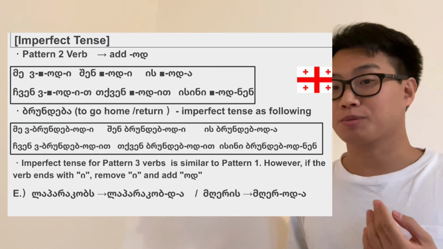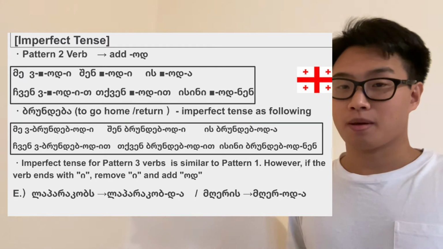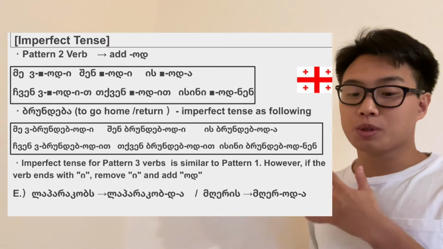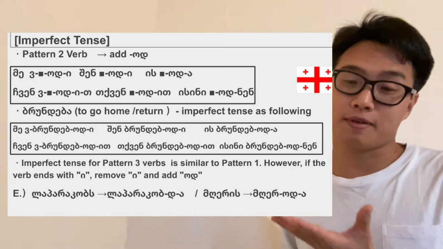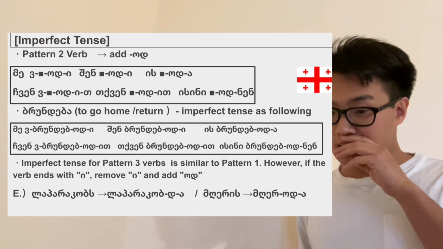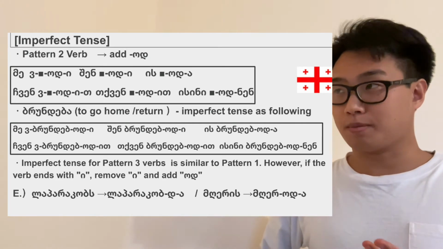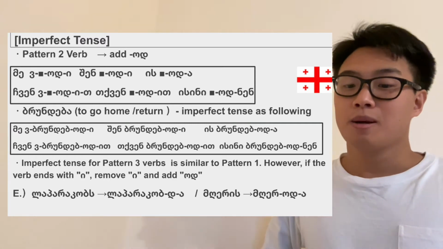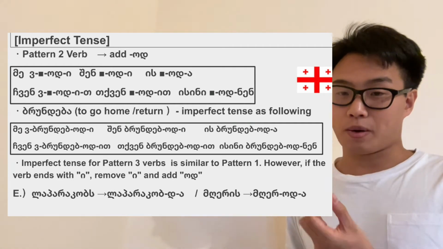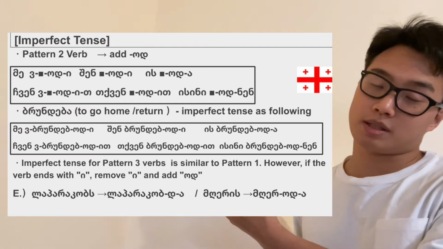And as for the third person plural form, isini, they, brundebodnem. They were going back, they were returning. This is how we make the imperfect tense for pattern 2 verbs. And as for pattern 3 verbs, actually it's very similar. It's the same as the pattern 1 verb conjugation, or pattern 1 imperfect tense. But if the pattern 3 verb ends with vowel e, we have to use od. In other cases, we can just add d.